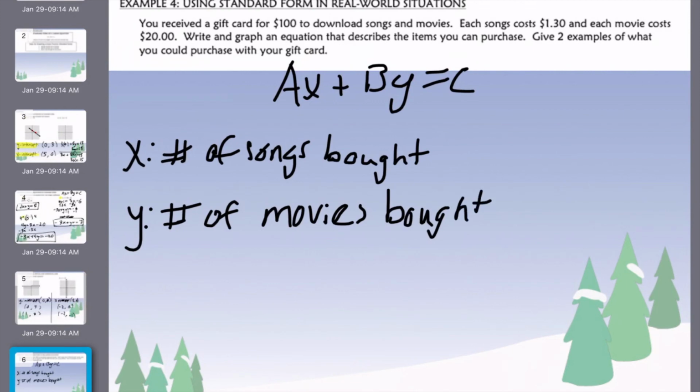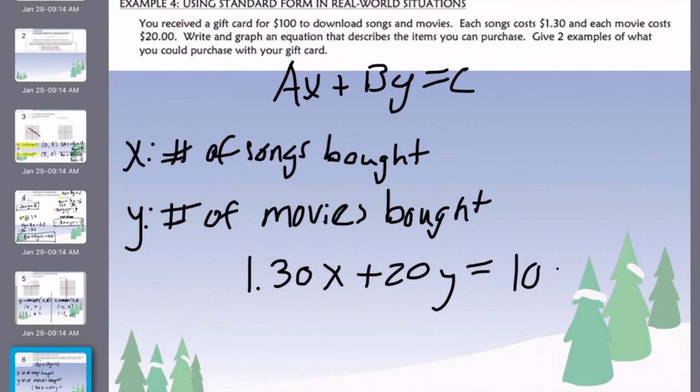Since we have labeled what our variables are going to be, that makes it a whole lot easier for us to associate the costs and where they go. So if I'm talking about the number of songs bought, I know that each song costs $1.30. Plus, it's $20 per movie, so it's 20 times y. And when we add up both of those purchases, they have to equal $100, because that's however much our gift card is worth. We cannot go over that. So that is how we would write our equation to represent that situation.